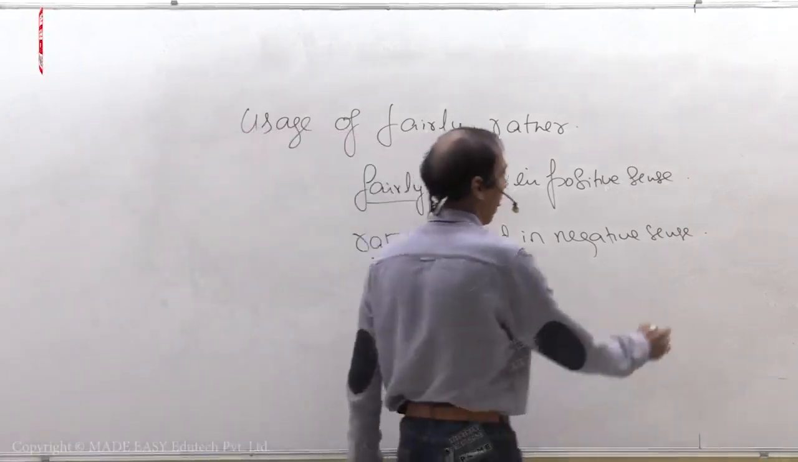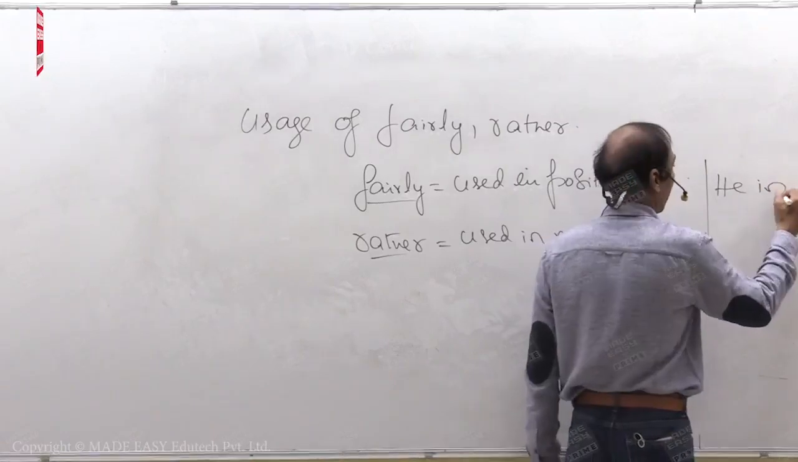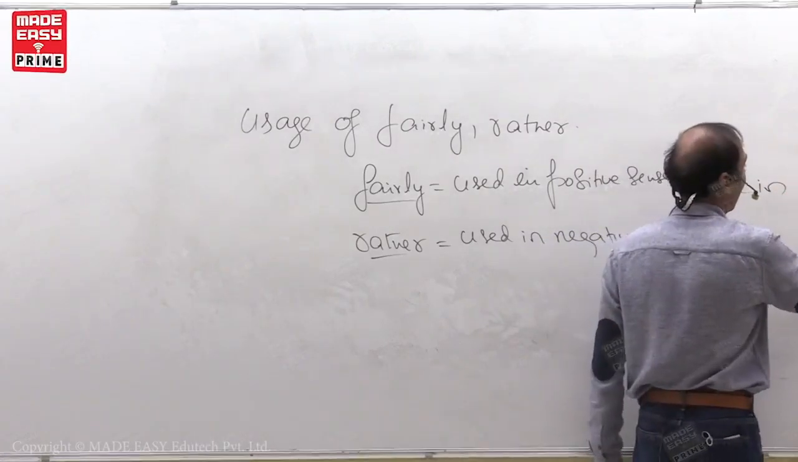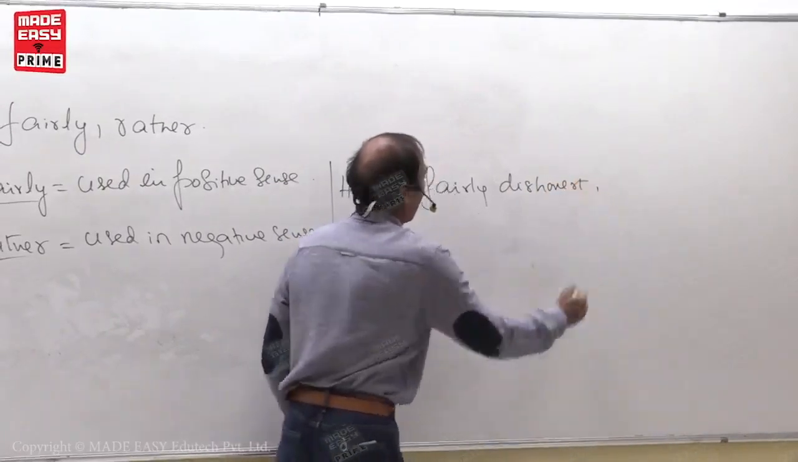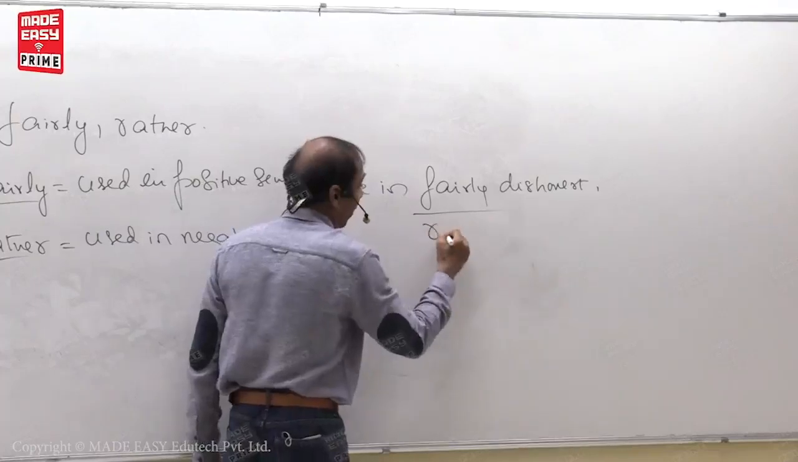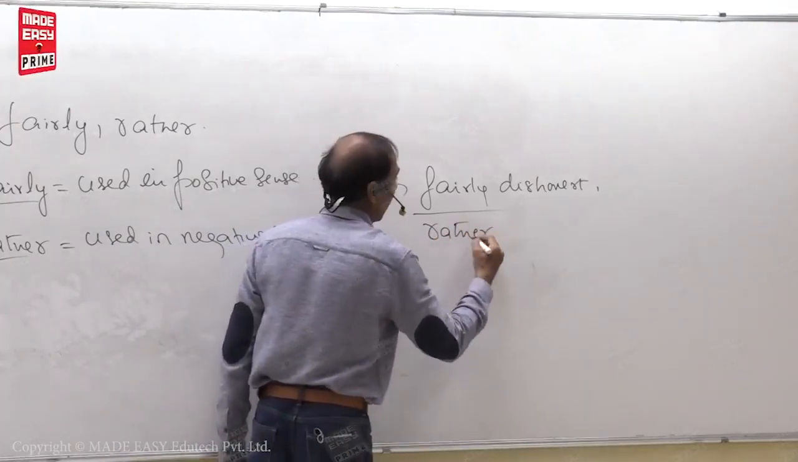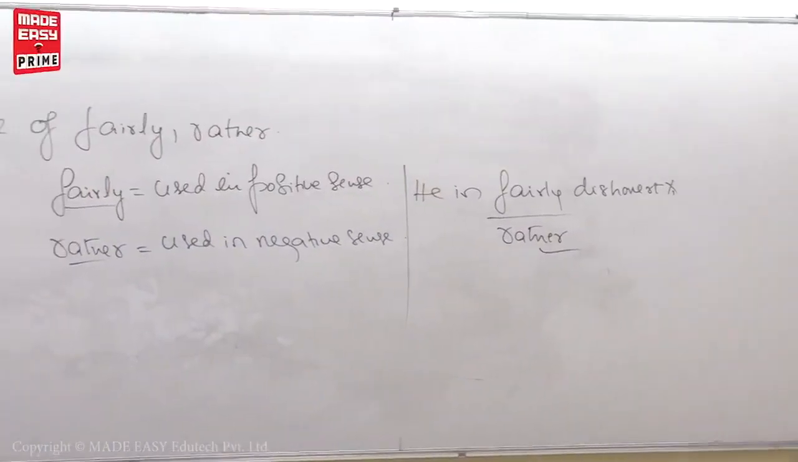See, he is fairly dishonest. Dishonest is negative, so in the case of negative, don't use fairly. He is rather dishonest. This is wrong, and this is correct. He is rather dishonest.